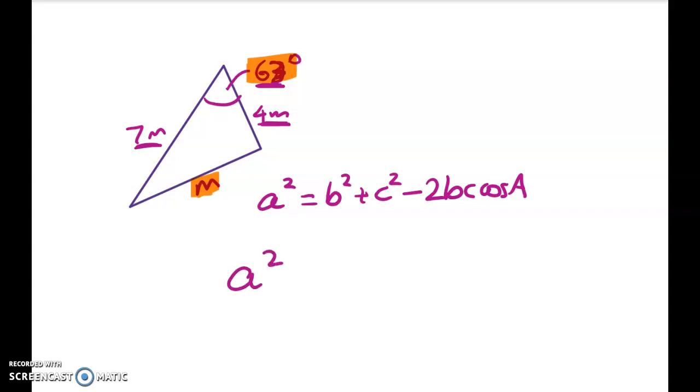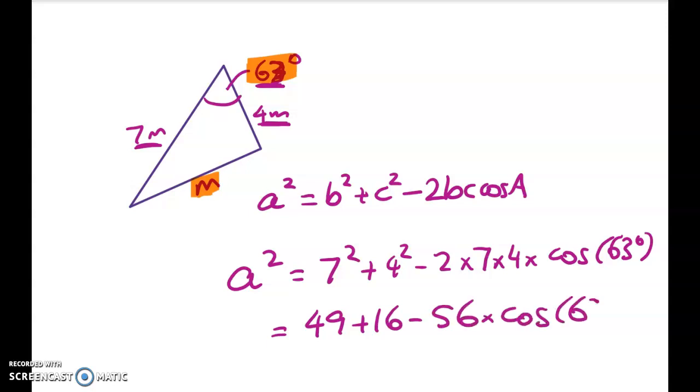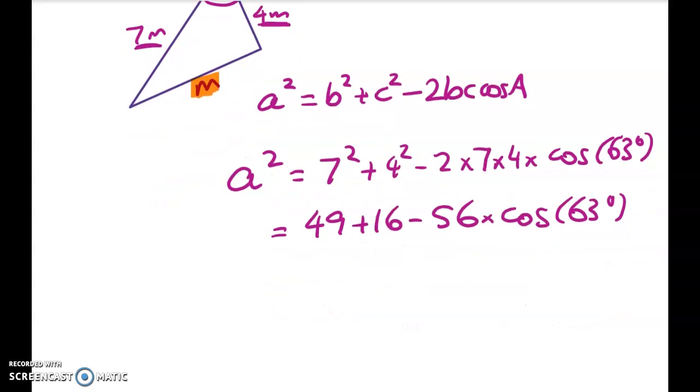Okay, so for this one, I get a squared is equal to 7 squared plus 4 squared minus 2 times 7 times 4 times cos of 63 degrees. Make sure your calculator's in degrees. When I chug all of that through, I'll put one intermediate line in here. So 49 plus 16 minus 56 times cos of 63, if you want to do it that way. That gives me a squared is equal to 39.5765.